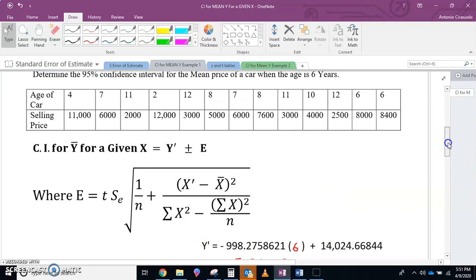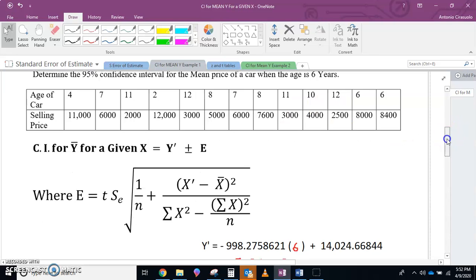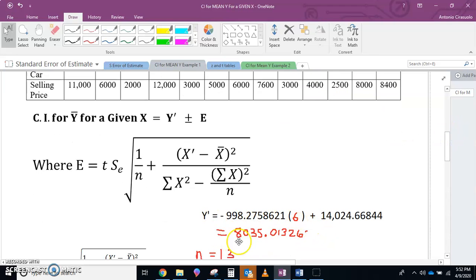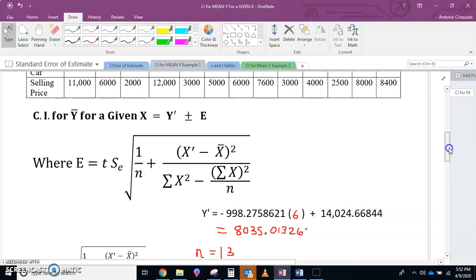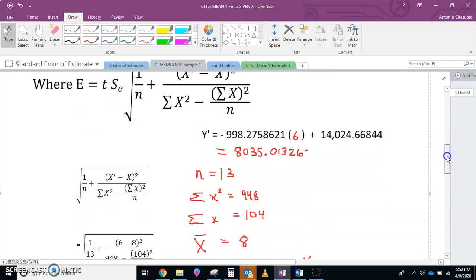First of all, the question was asking, calculate the confidence interval for the mean price of a car when the age is 6. So first thing we did was we calculated the value that we would expect when the age of a car is 6. A car that's 6 years old should expect to have a price tag of about $8,035 and change. Now, we know that not all cars age 6 are going to have that exact value, so there's going to be some error on either side, and that's what our confidence interval actually calculates. So, like I said, we're going to calculate this extra factor here. And looking at our formula, this is what we would be plugging in.